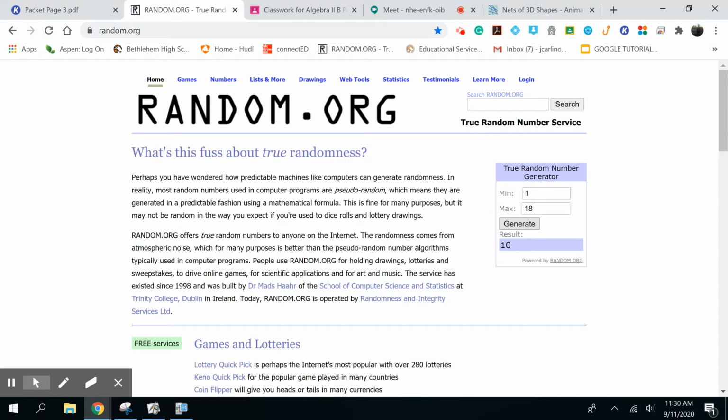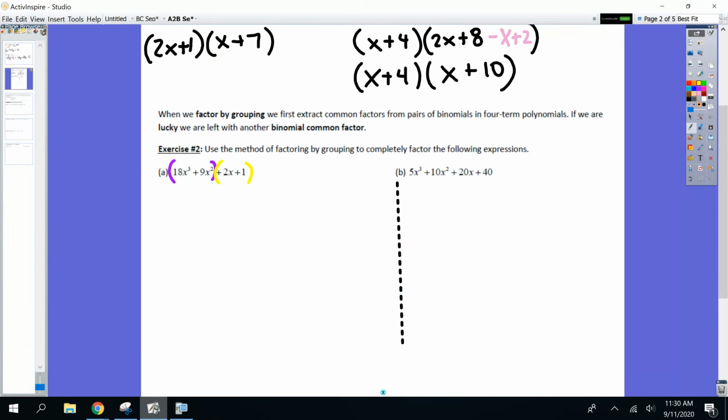Okay, so here we go. Caroline, ready? What can you take out of that first grouping? 9x squared. Good. So I'm going to take out a 9x squared. You want to tell me what's left, Caroline?